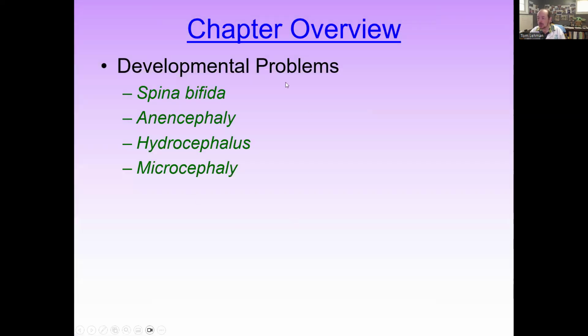As you look through each one of these, consider what they would do in terms of affecting the central nervous system. What would be the deficits that you would expect to see in an individual with a situation like this?